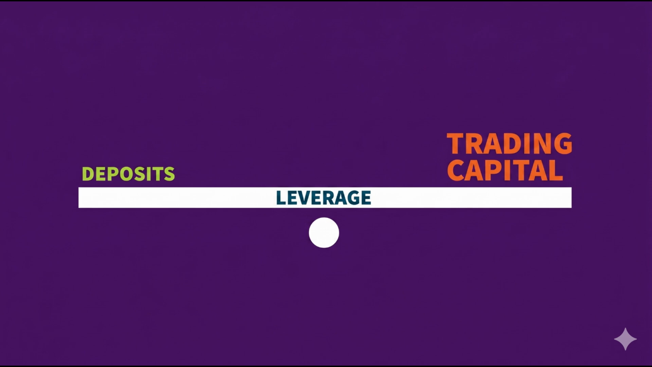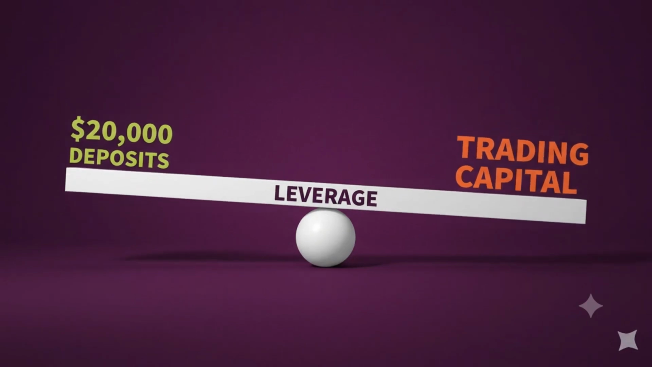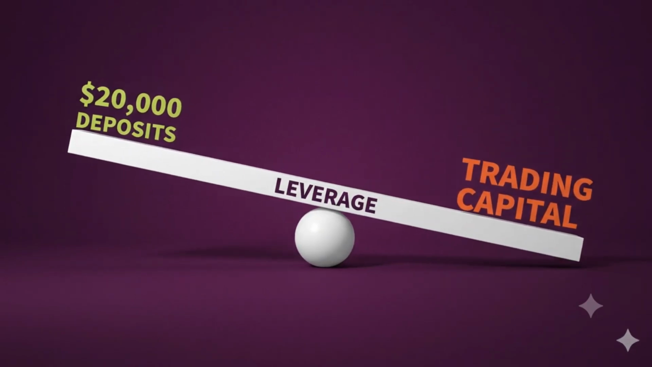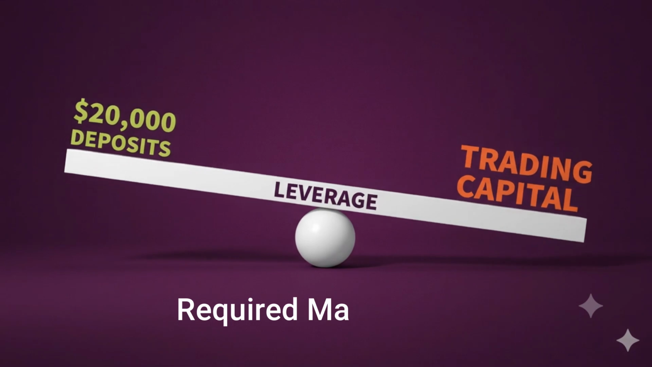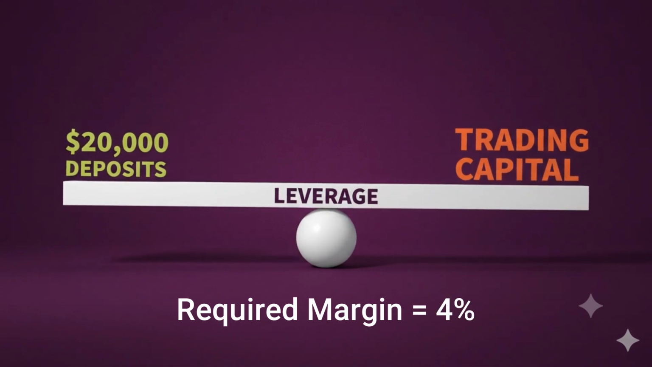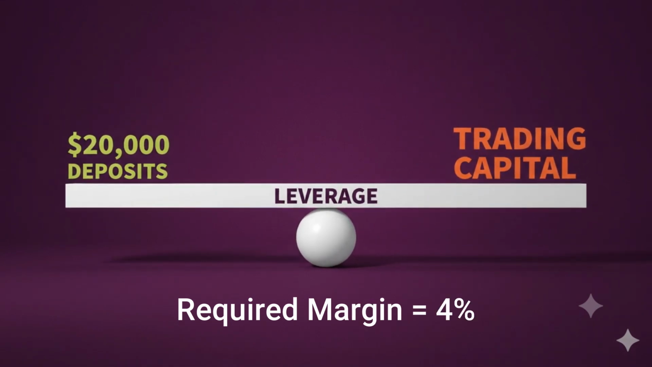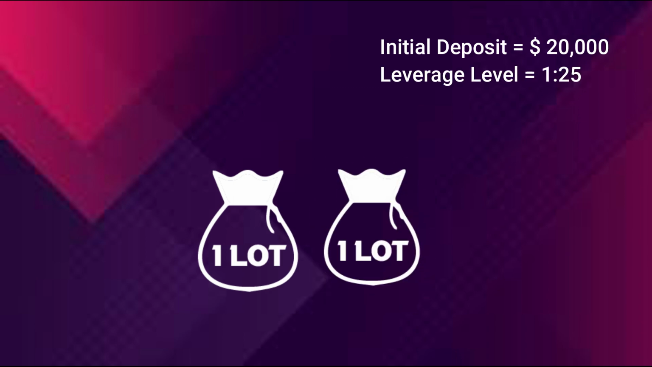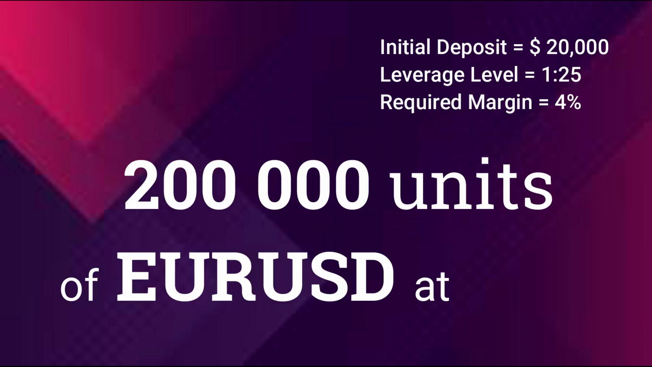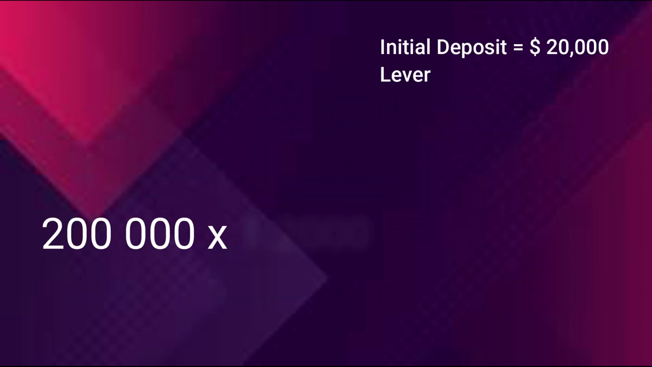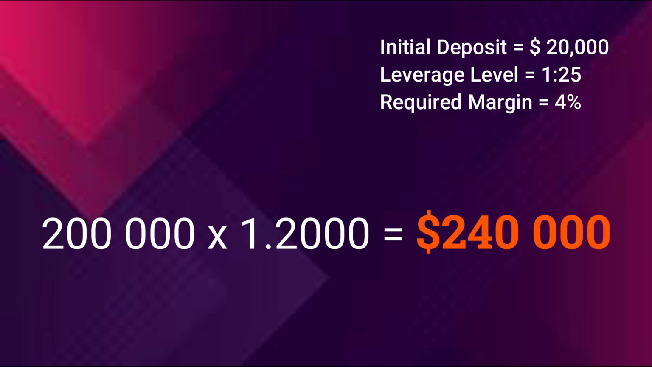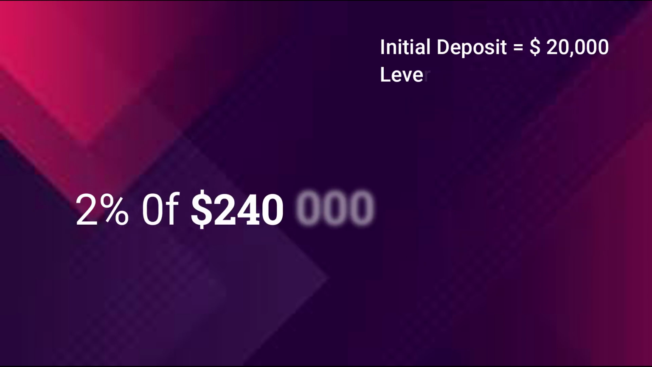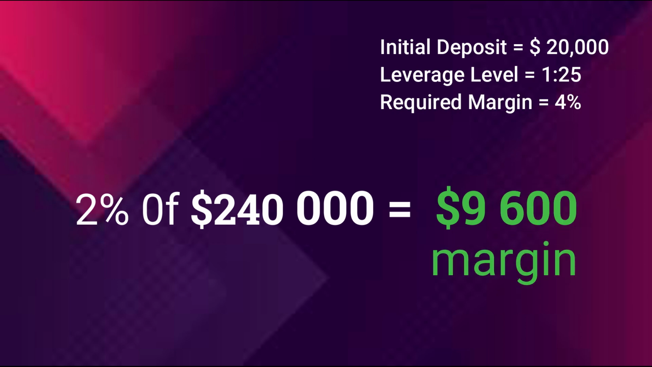Let's look at this example. A trader deposits $20,000 in an account with leverage 1 to 25. The broker has set the margin at 4%. What does this mean? If the trader buys 2 lots of Euro-US dollar at 120, you can calculate the margin like this. He must have $9,600 in his account in order to keep his open position.